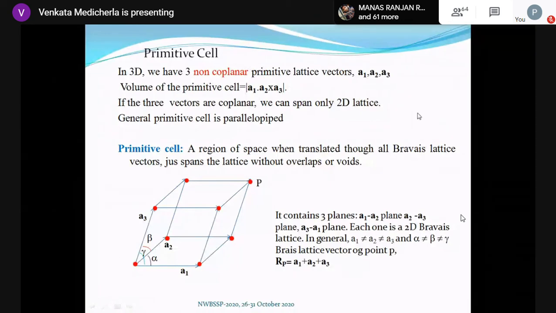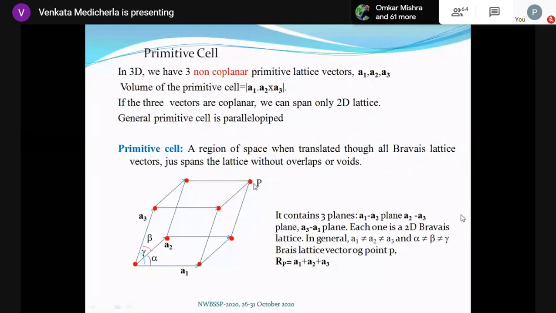So in general, if you see in 3 dimensions, the general primitive cell is a parallelepiped, what I have shown here. A1, A2, A3 have different magnitudes and different angles between them, where alpha is the angle between A1 and A2, beta is the angle between A2 and A3, and gamma between A1 and A3. These angles are different and lengths are different. Then you get a parallelepiped. That's the most general primitive cell actually.